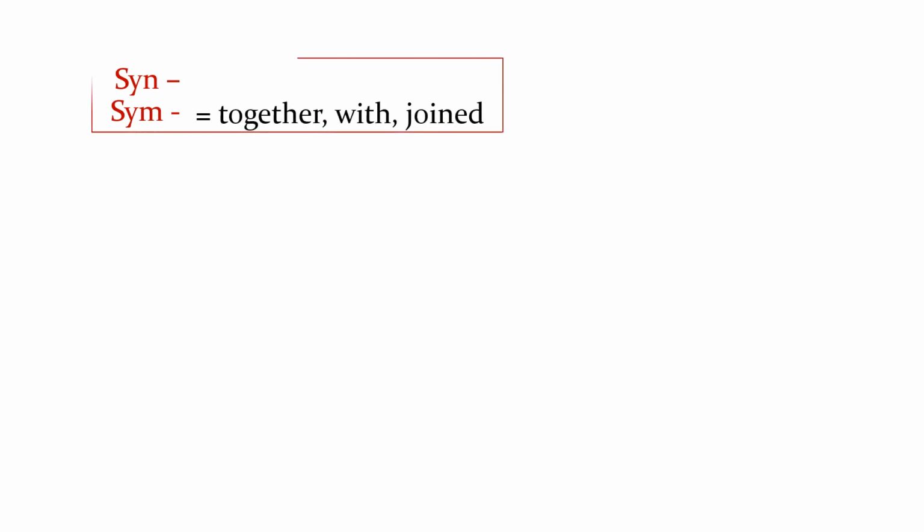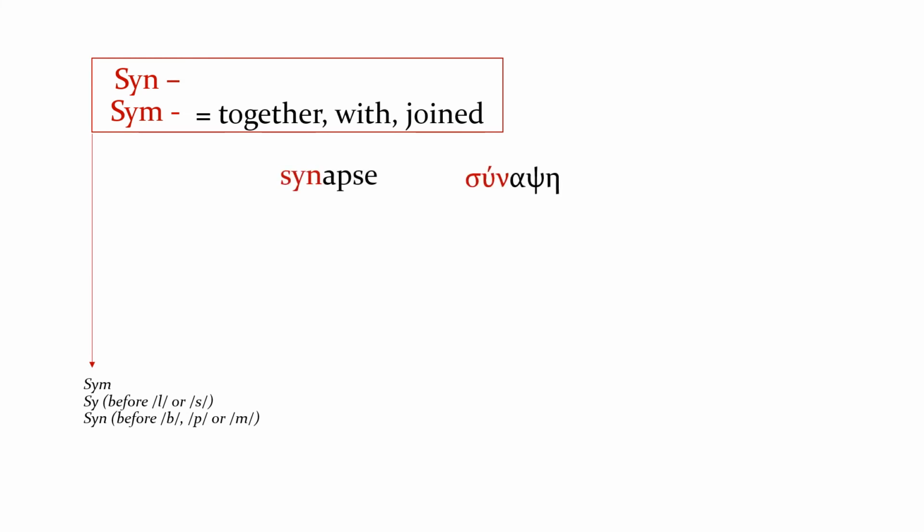The next one is a very important one. This is syn or sym, and it means together, with, or joined. Lots of words come from this, and we'll see also the sy if the next letter is an L or an S. I'll show you an example of that in a moment. Sym is used before the letters B, P, and M. So we'll get words like synapse. And look at the Greek, synapsi, just matches up perfectly.